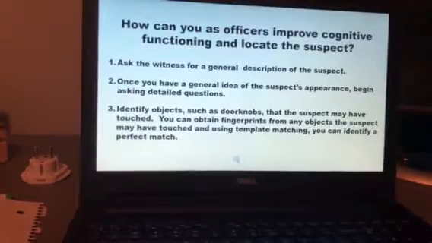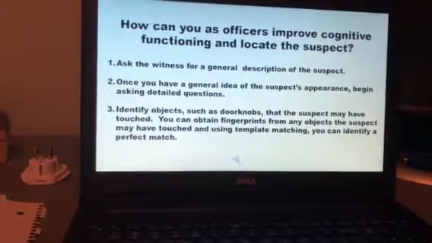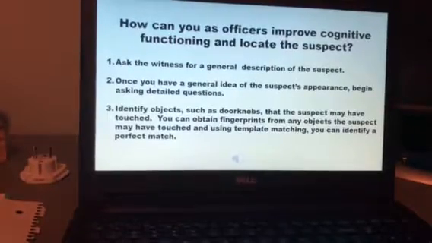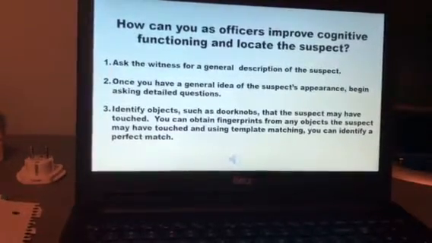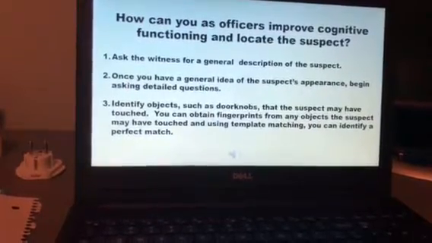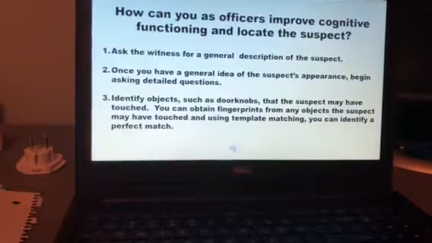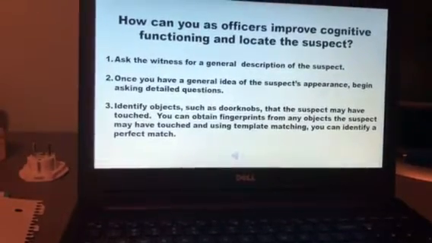The third thing that you can do as an officer within visual perception is to identify any objects such as doorknobs or anything that the suspect may have touched. You can obtain fingerprints from any of the objects that the suspect may have touched, and by using the template theory and template matching, you can identify a perfect match.